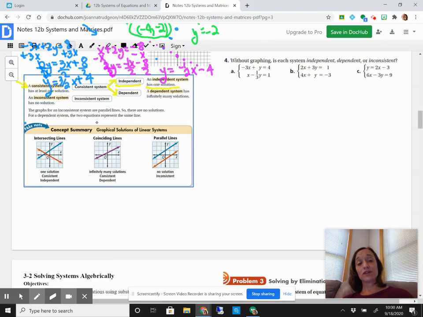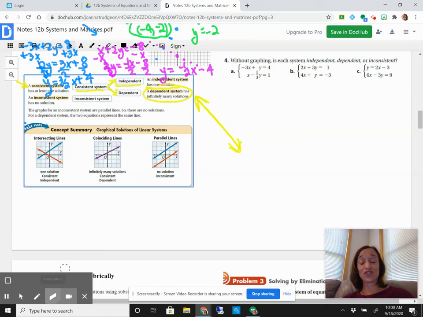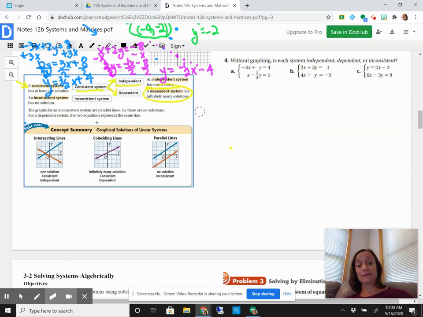Or it's possible it can be consistent, but it actually has an infinite number of solutions. And that happens when you have a line and then you have another line right on top of it. Okay, so if you give two equations of the same equation, that's when it is dependent.